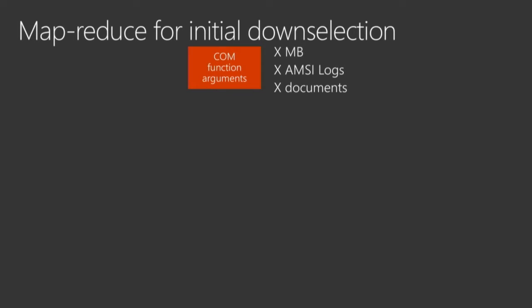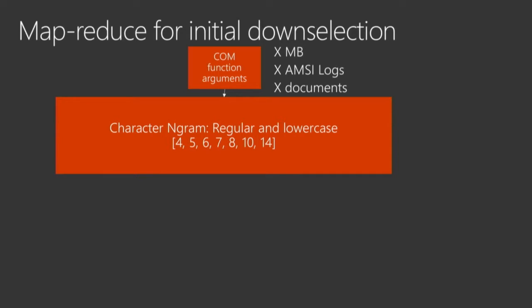We use MapReduce because it's highly scalable for the initial feature reduction, because we explode it into a very large number of feature candidates. So we take all the COM function arguments, then we evaluate all possible feature candidates by n-gramming the content of length 4 all the way up to length 14. This is a very large number of features, which is why we needed the MapReduce approach to this type of problem.